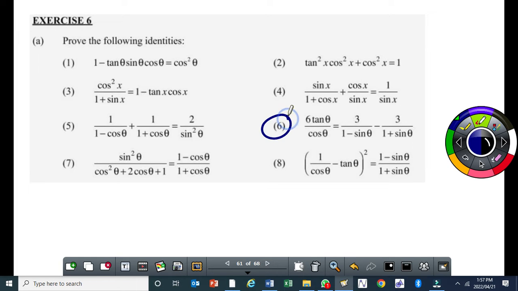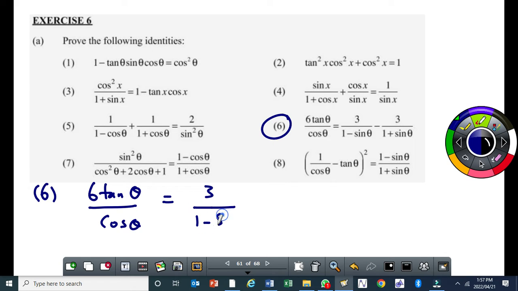Sorry, number 6. So number 6, we have got 6 tan theta over cos theta is equal to 3 over 1 minus sine theta minus 3 over 1 plus sine theta. Okay, I'm going to be honest with you. This question looks very scary, because probably it's long, you've got binomials as your denominator, but it's not difficult.